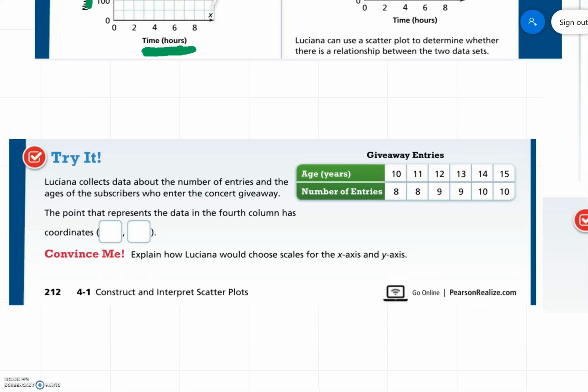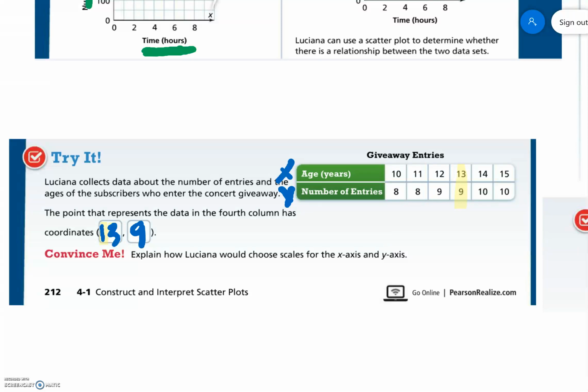Try it. Luciana collects data about the number of entries and the ages of the subscribers who enter the concert giveaway. The point that represents the data in the fourth column has the coordinates. So we're going to look in the fourth column. Here's 1, 2, 3, 4. So the coordinates are 13, 9. So it's just asking you, can you look at a column and make the x and y values out of it?